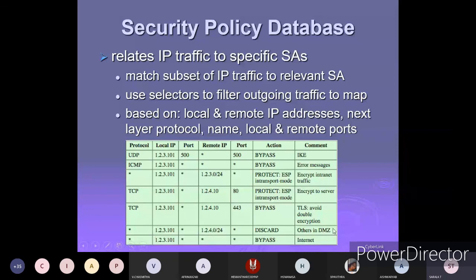Discard other in DMZ. If the action is discard, it means some other person is accessing the intranet or industrial information, that is, the secured information present in the industry, which should not be given to some other person. For that reason, you have to discard that connection. If you are going for only local IP bypass, it can be directly connected to the internet. Okay, that is related to the security policy database table.